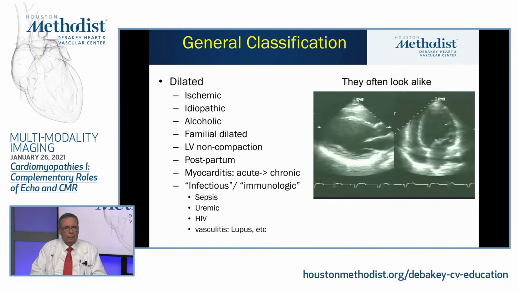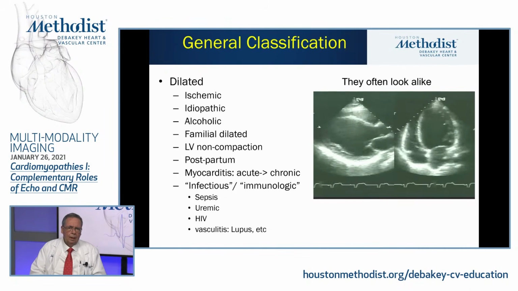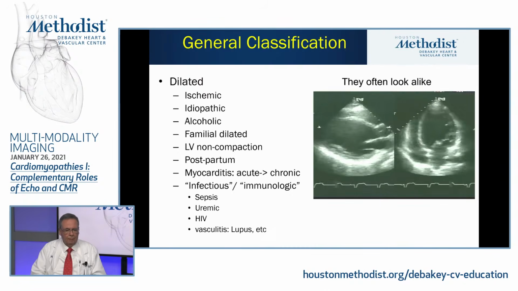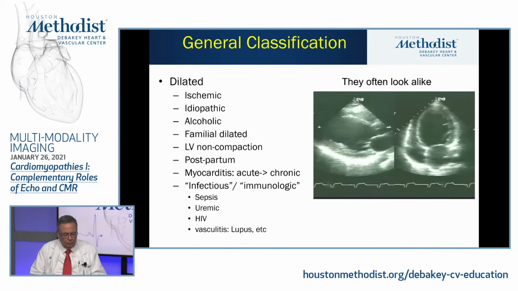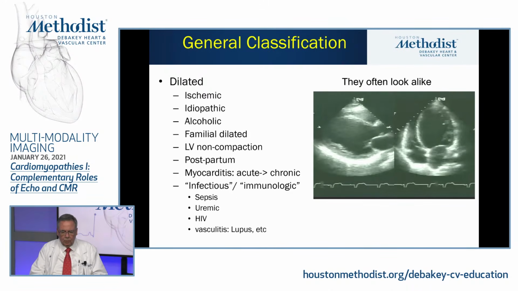So when we look at dilated cardiomyopathy, the first take-home message is they all look alike. A big heart that doesn't contract well. Now, the etiologies themselves, as you see on this slide, can be a multitude, from ischemic to idiopathic, alcoholic, familial, postpartum, the effects of myocarditis, acutely or chronically, and then even some of the toxic effects of infections and so on. But at the end of the day, most of the time, what you see is a big heart that has a poor contraction and a low ejection fraction.